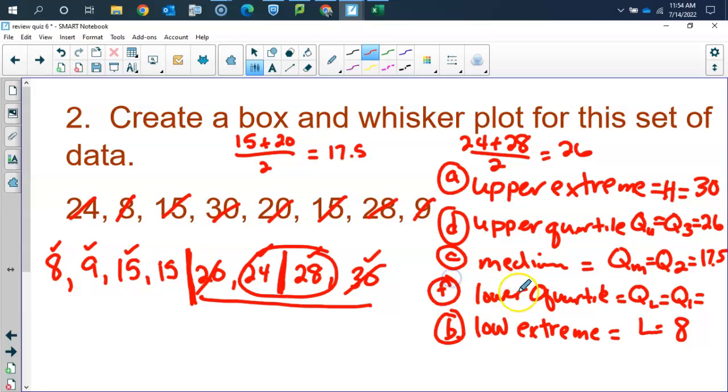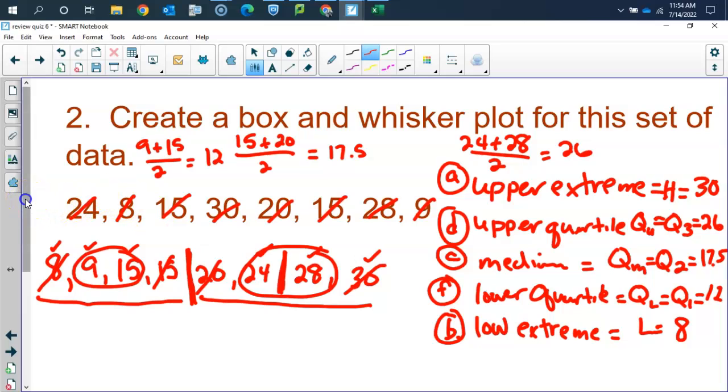Now I would like you to find your lower quartile. Go. Well, the lower quartile is the median of the bottom half. Cross off low and high. Again, we have two middle numbers. So I'm going to add these. 9 plus 15 divided by 2 gives me 12.